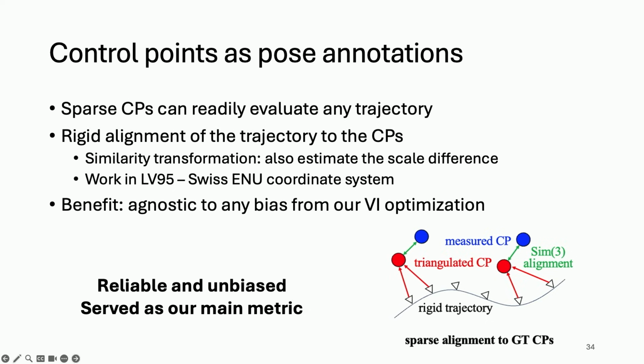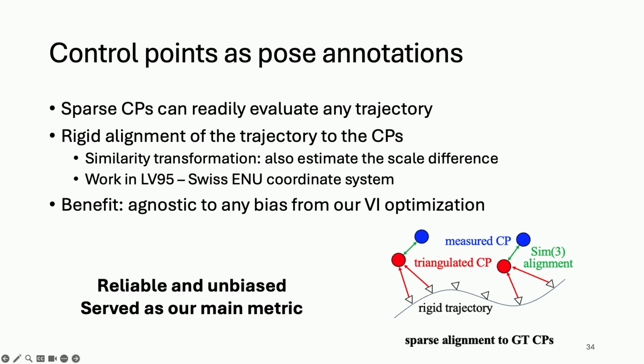This benefits from a rigid alignment of the trajectory to all these control points. Specifically, for a given trajectory, say from OpenVINS or ORB-SLAM3, we estimate a similarity transformation from the triangulated control points of the trajectory to the ground truth control points. In this way, we align the control point triangulation with the control point measurements, and we can measure the error between the estimation and the measurements.